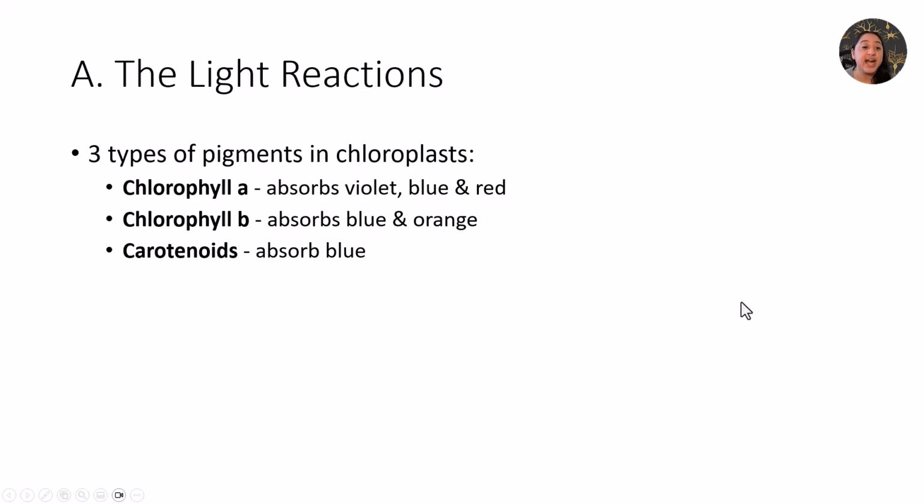And there are actually 3 kinds of pigments in chloroplasts. There's not just one chlorophyll, there are different ones. Chlorophyll A absorbs violet, blue, and red. Chlorophyll B absorbs blue and orange. And then carotenoids absorb blue. So you see there's a little bit of overlap, like all 3 tend to absorb blue, but some absorb ones that others don't. This is how you can capture the most energy, having a little range of what gets absorbed.